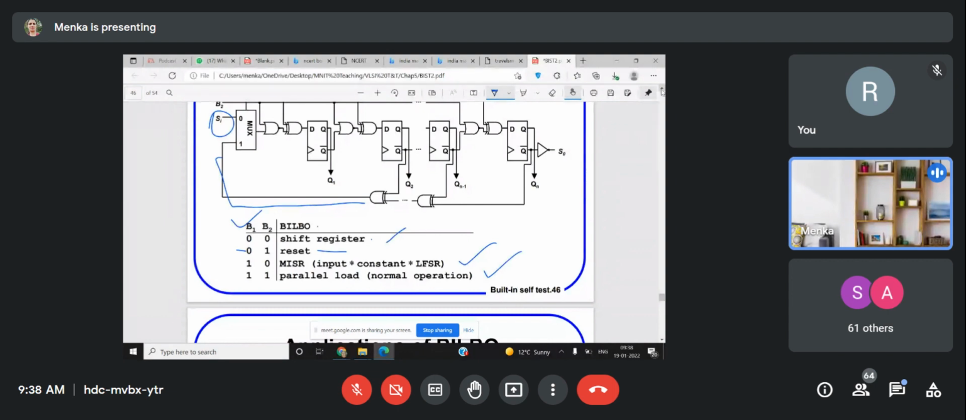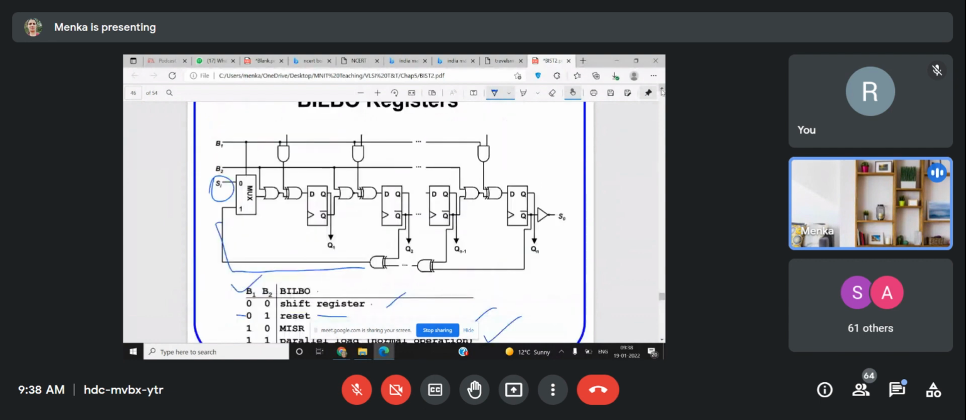0, 0. If B1 and B2, both of these are 0. So look at this, the AND gate is going to give you 0. This is also going to give you 0. So both of these are going to give you 0, 0. Sorry, this is NOR gate. Look at this, it is not OR, it is NOR. This gate is NOR gate, sorry.